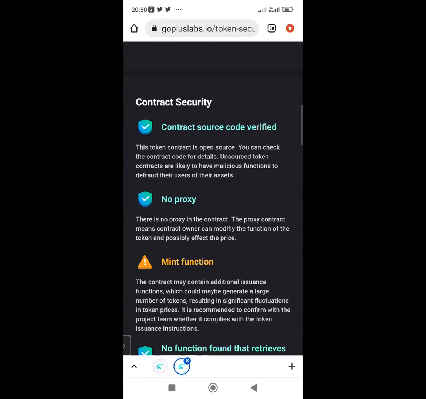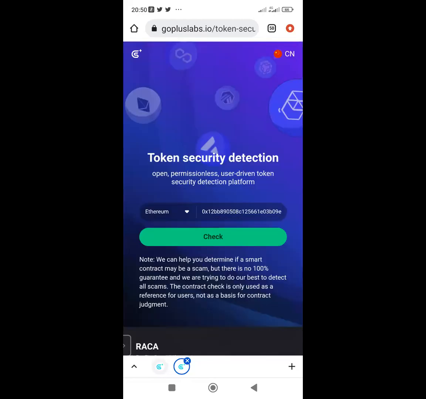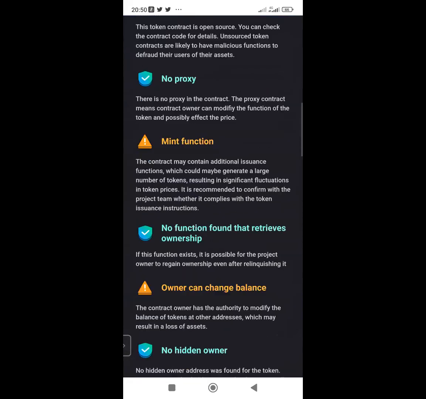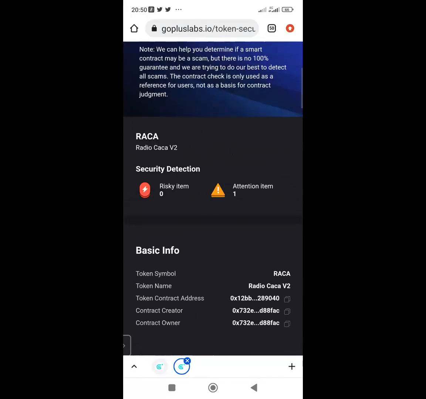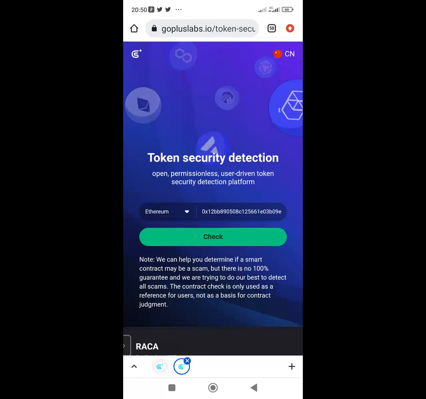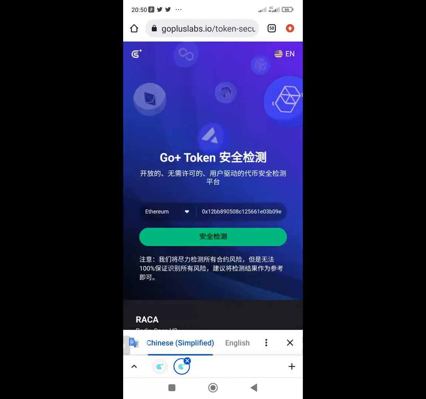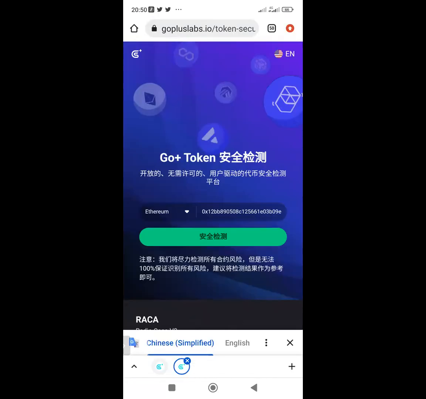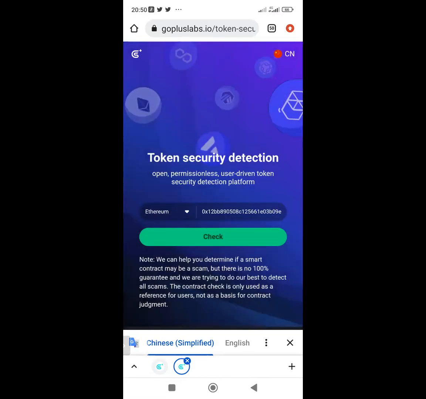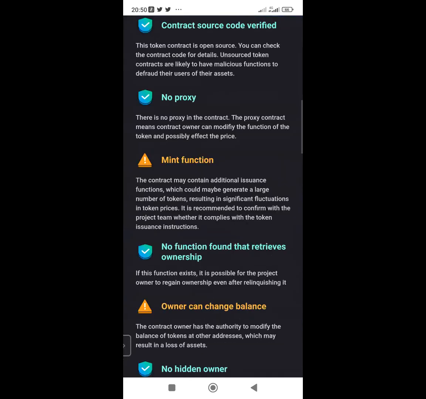So this is one. You can check other coins too. Can you give us an example of those scam ones? Let's see what GoPlus is talking about. Give me another contract address. Let me see. Give me another contract address.